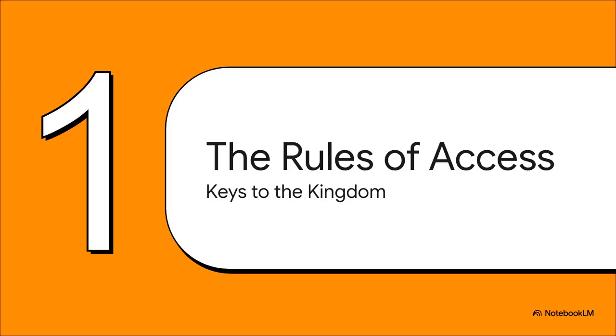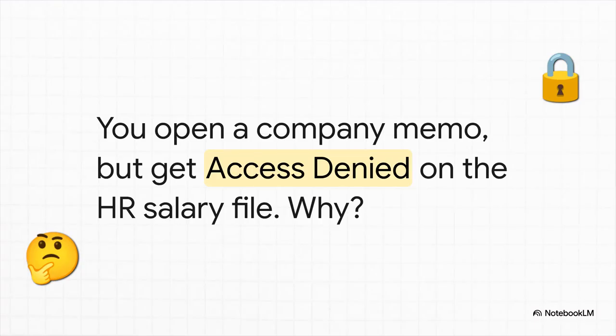All right, so you're past that first gate, you're logged in, but your journey's not over, not by a long shot. Now the system has to figure out what you're actually allowed to do. Which keys to the kingdom do you get? Here's a situation I'm pretty sure we've all run into. You go to open a general company-wide memo and it opens right up, no problem. But the second you try to click on a sensitive file like HR salary info, bam, access denied. So what gives? You're logged in, right?